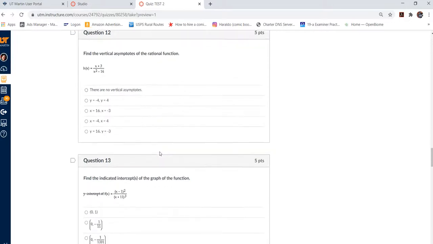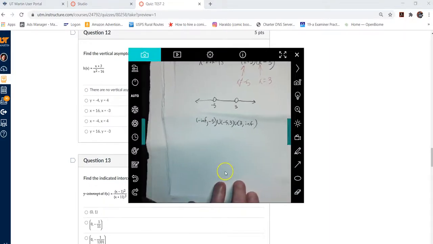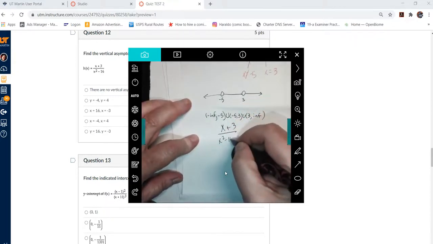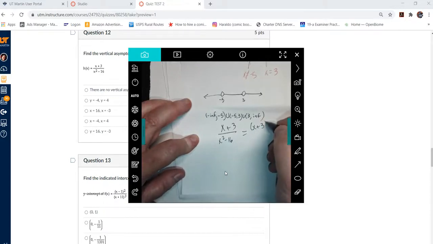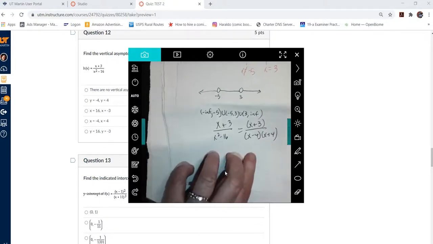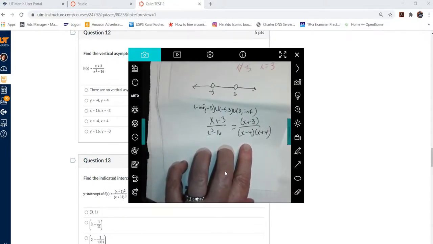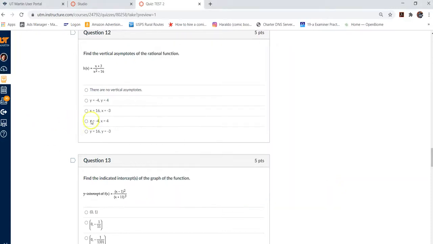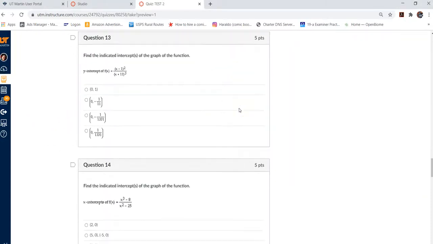Okay. Find the vertical asymptotes of this function. Okay, you have to factor it, and we see that x plus 3 over x squared minus 16 factors as x minus 4 times x plus 4. There is no cancellation, so I have two vertical asymptotes. Their equations are the lines x equals 4 and x equals negative 4. That's what we want.